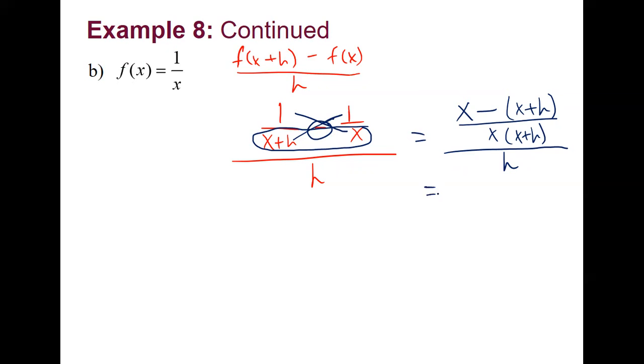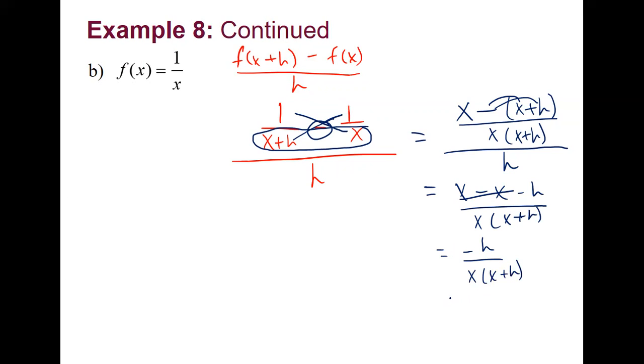Whatever. We shall continue. All right, so I'm going to distribute the negative. That gives me x minus x minus h over x times x plus h. What happens to my x's? They cancel out, and I'm left with negative h over x times x plus h. You don't need to simplify further; you can if you want. There's no need. It doesn't make a difference in the value.